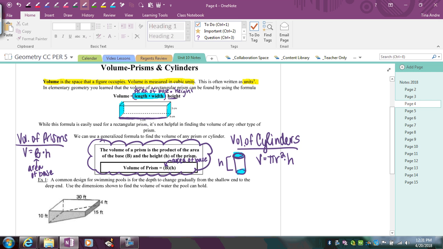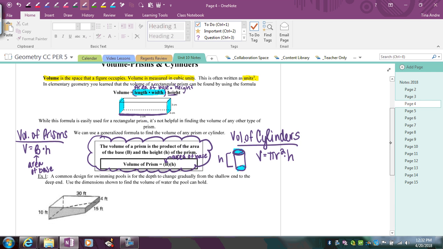The reason for prisms, we say area of the base and we keep it with a capital B and we don't plug in a formula, is because any polygon could be the base, so then the formula for area will change. That's why we don't want to just plug in length and width, because it's not always going to be a rectangular prism. So let's look at these examples.